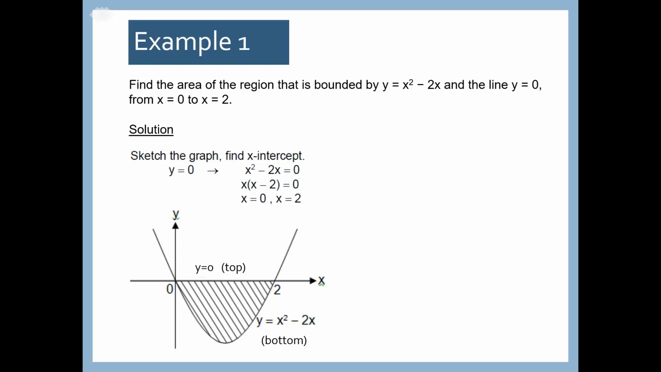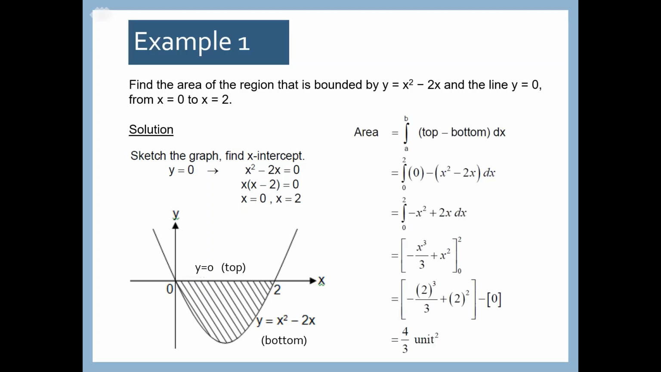Before sketching the graph of this function, identify the x-intercepts first. By letting x squared minus 2x equal to 0 and solving for x, you will obtain x equal to 0 and x equal to 2. By sketching, you will obtain the following graph. Take note that y equal to 0 refers to the x-axis. Thus, the area that you need to find refers to the following shaded region, which lies below the x-axis.